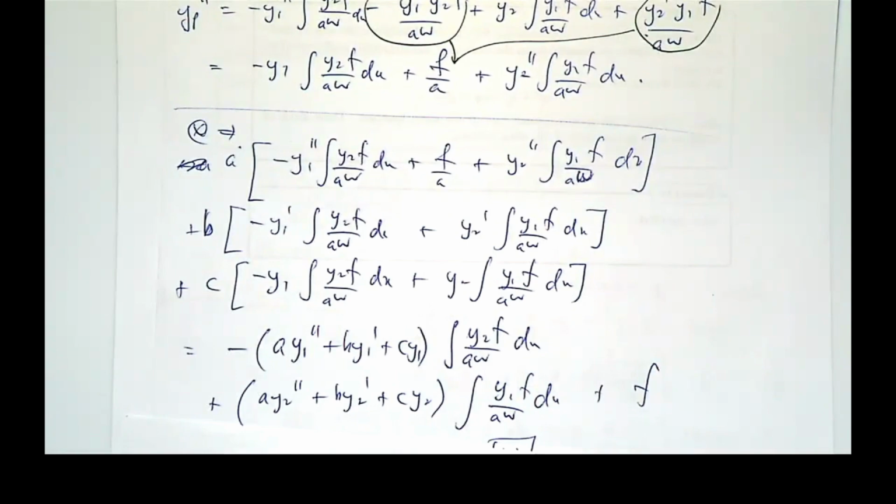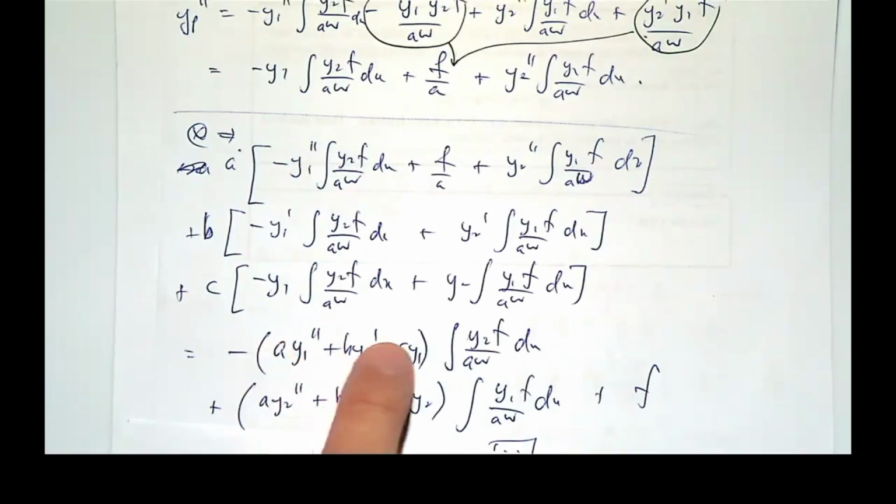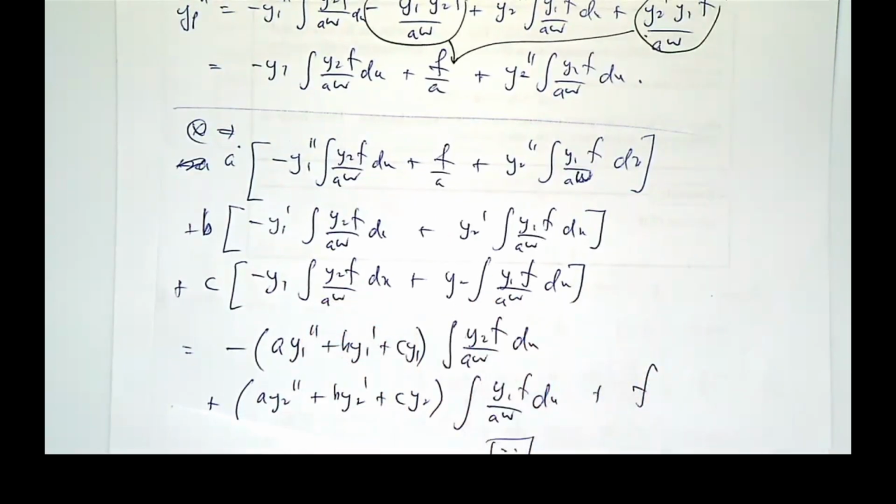Why have I clumped all those things together with the y1s and the y2s? Yeah, 0, exactly. So you're saying because y1 solves the homogeneous problem, that mess is 0. What about that? 0. So boom, boom, what are we left with? F. Wow.